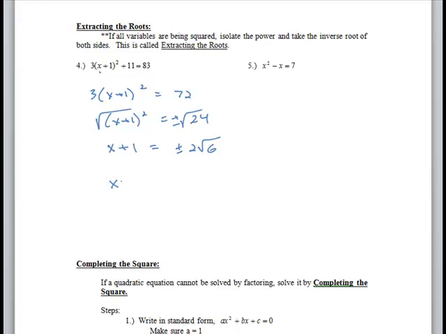And finally, solve for x, subtract 1 from both sides: negative 1 plus or minus 2 times the square root of 6. So if you separate those two answers, negative 1 plus 2 times the square root of 6, and negative 1 minus 2 times the square root of 6.